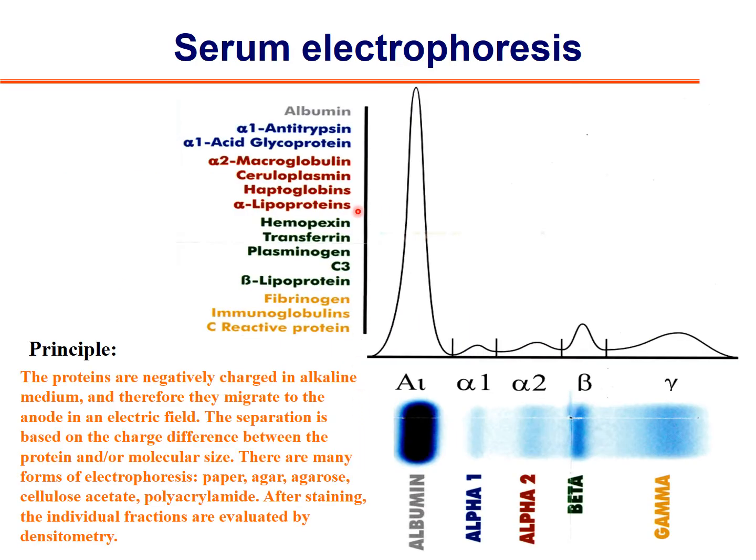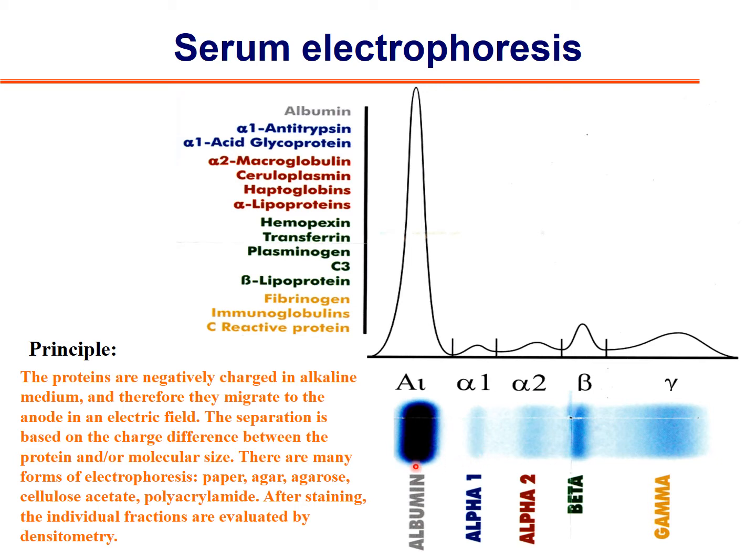How can we test the serum composition? What we have is serum electrophoresis. In serum electrophoresis, we have a gel and we put the serum in it, and after that we put the electrodes at the two ends. The proteins are negatively charged in the alkaline medium, and therefore they migrate to the anode in the electric field. The separation is based on the charge difference between the proteins plus the molecular size.